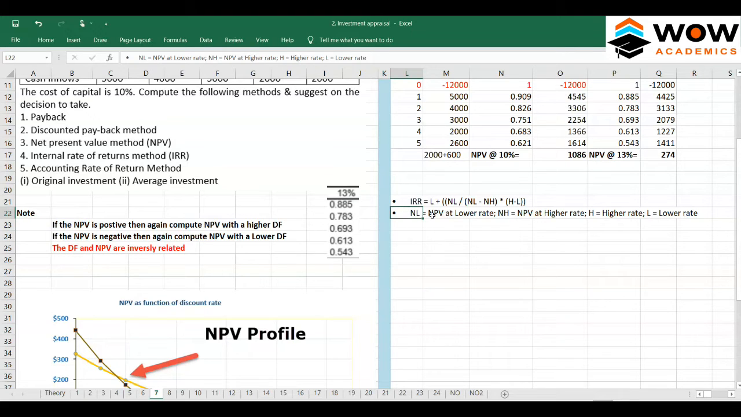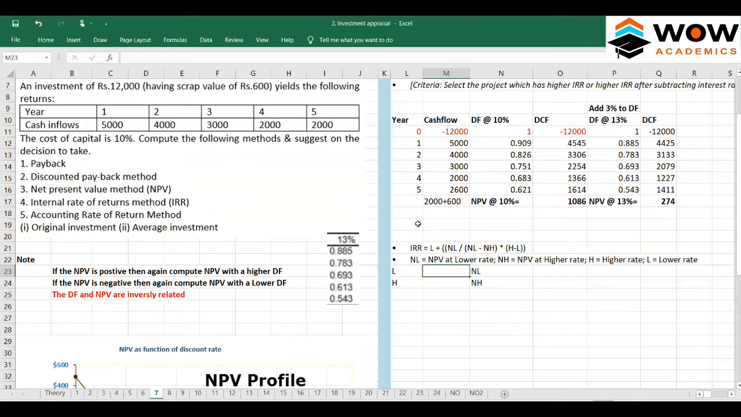See, NL is NPV at lower rate, NH is NPV at higher rate, H is higher rate, L is lower rate. So we have to get a few numbers here. So we'll get L, H, then NL and NH. Just four numbers we want. That's it. All the four numbers we have computed. L refers to the lower discount factor. There are two discount factors. Which one is lower? 10. Just put the number 10. The higher discount factor is obviously 13.